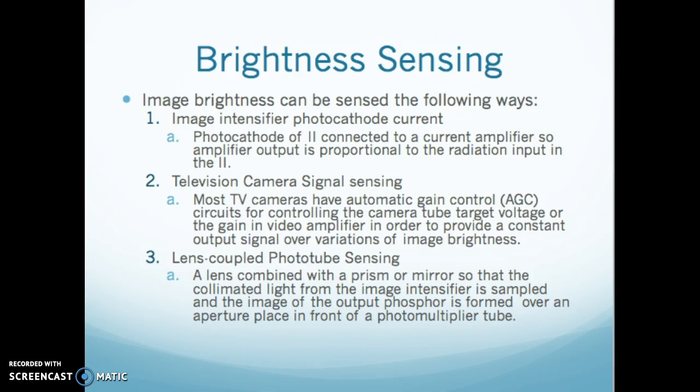So most TV cameras have automatic gain control, so circuits for controlling the camera tube voltage or the gain in a video amplifier in order to provide a constant output signal over variations in image brightness. And then there's lens coupled phototube sensing, so a lens combined with a prism or mirror so that the collimated light from the image intensifier is sampled and the image of the output phosphor is formed over an aperture placed in front of the photocathode tube.